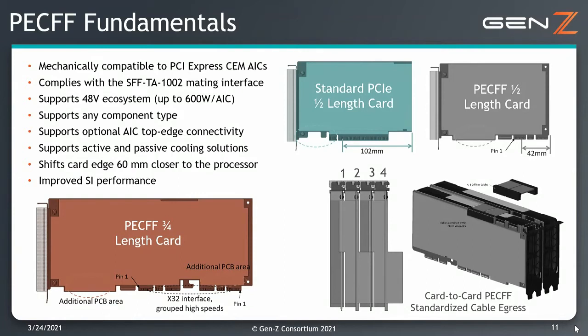Not only does that allow for high power, up to 600 watts per AIC, but it does lower operating costs over the long run of the equipment. PECKFF has been designed to support any component type, the various card sizes, card lengths, half length, three-quarter length, full length, double width, allows for supporting memory, CPUs, server applications, GPUs, FPGA-based acceleration cards, AI and machine learning applications, and similar.